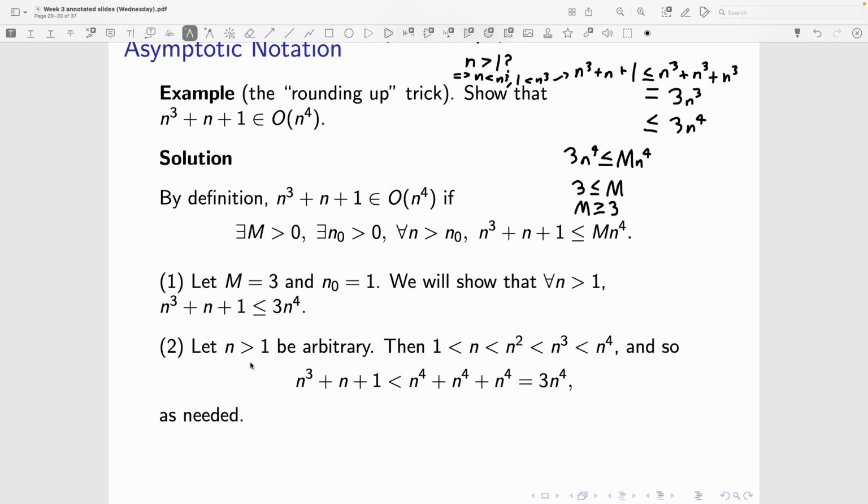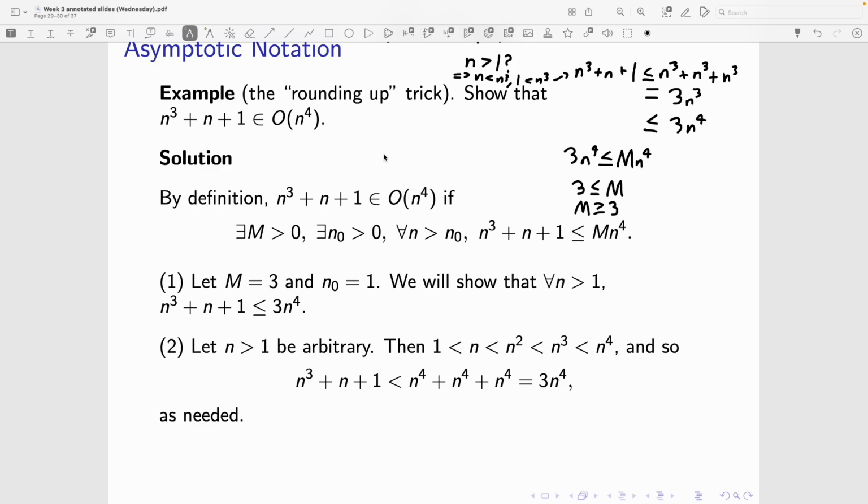We let n greater than 1 be arbitrary. Again, this comes from the universal quantifier. And then we start with one side of the inequality that we were going to show, and show that using one side of the inequality and the specific values of m and n naught that we found, the other side must be true.